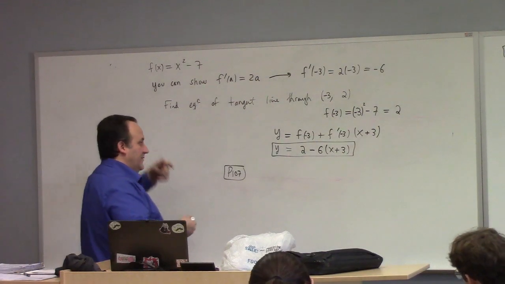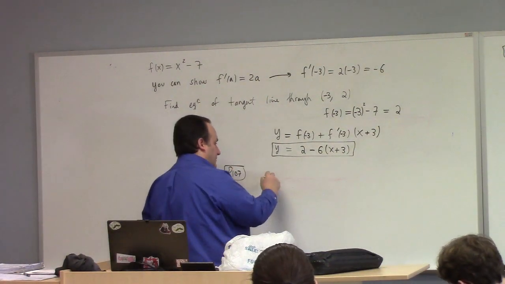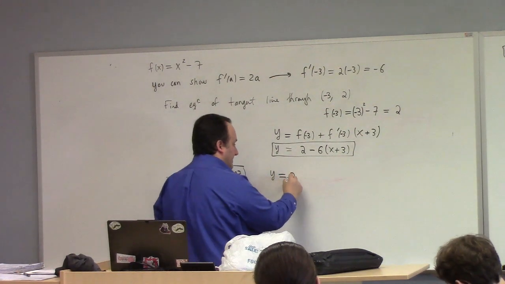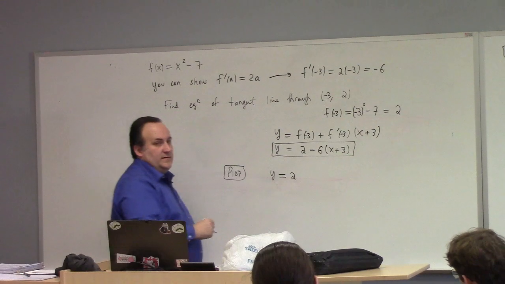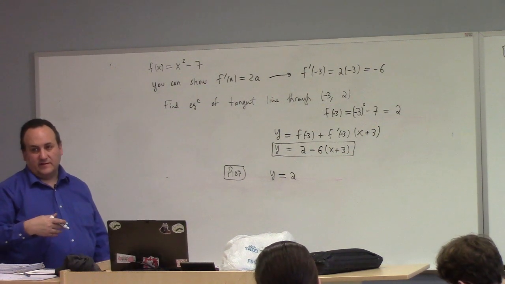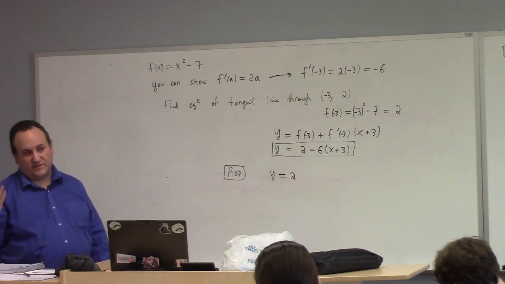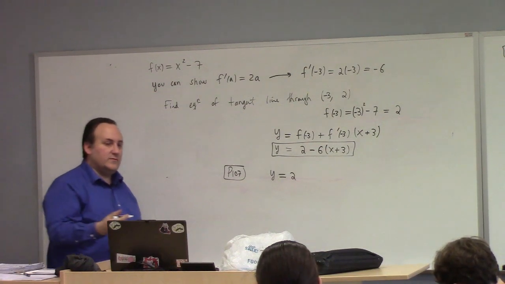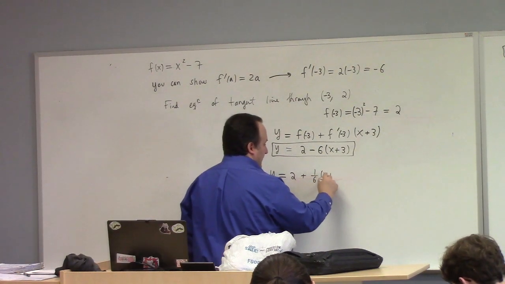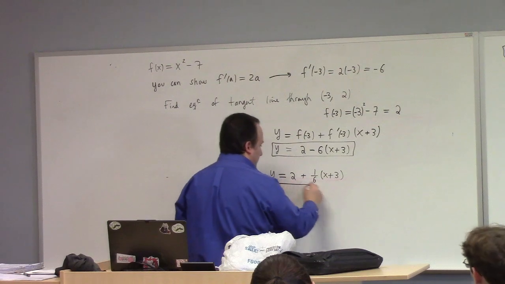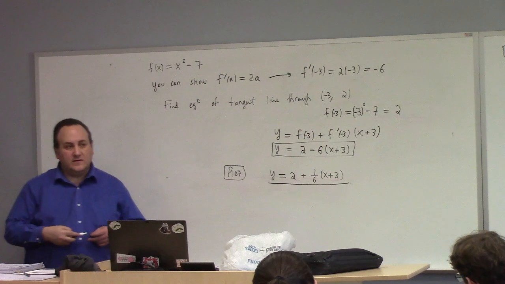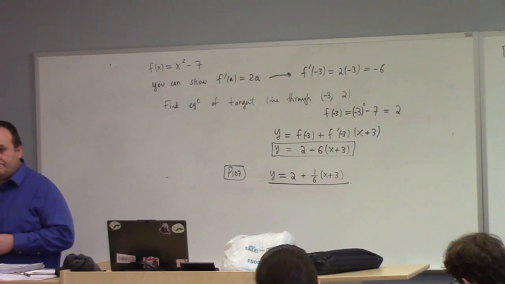But how would you write down the normal equation then? What's the normal line? It goes through the same point. What's the slope though? It's the negative reciprocal of the slope of the tangent, right? So if the slope of the tangent is minus 6, minus 1 over minus 6 is 1/6. So we just get y equals 2 plus 1/6 times x plus 3. That would be the answer to problem 107. There really is almost nothing to problem 107 once you've done problem 106.